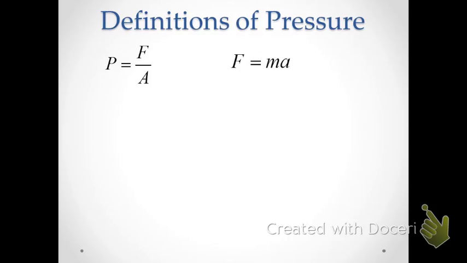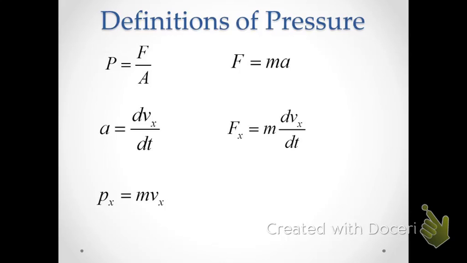Force is defined as mass times acceleration according to Newton's second law. And acceleration is equal to the derivative of velocity with respect to time. This means that force in the x direction is equal to the mass of a particle times the derivative of its velocity with respect to time, as we see here.